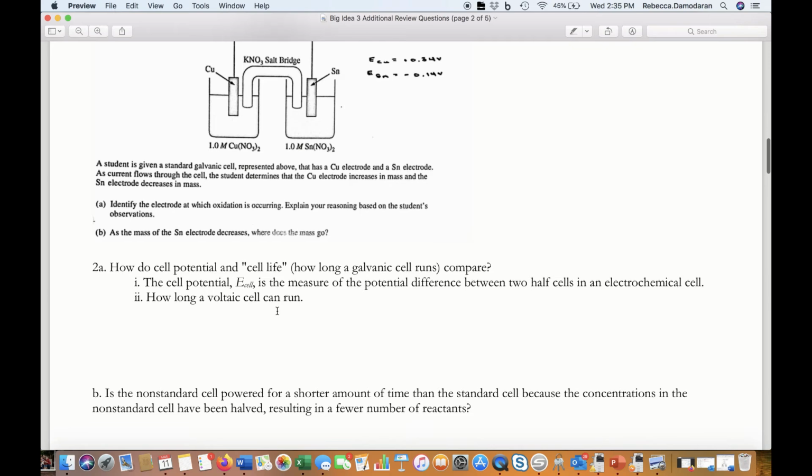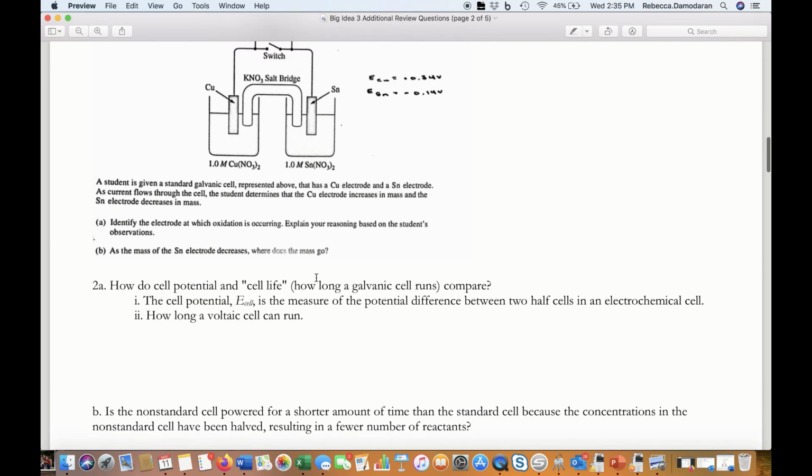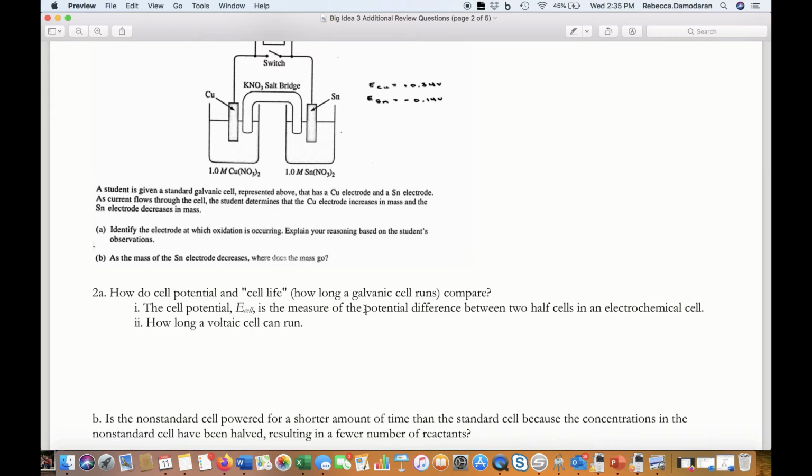How do cell potential and cell life, how long a galvanic cell runs, compare? The reason electrons move from tin to the copper electrode is because there is a difference in potential energy between these half cells. When I introduced this last semester, I talked about a waterfall. Whenever you see a waterfall, you know water is going to go from the top to the bottom because there's a difference in potential energy. Same with a galvanic cell or a voltaic cell. Your electrons will always move from the higher potential energy to the lower.